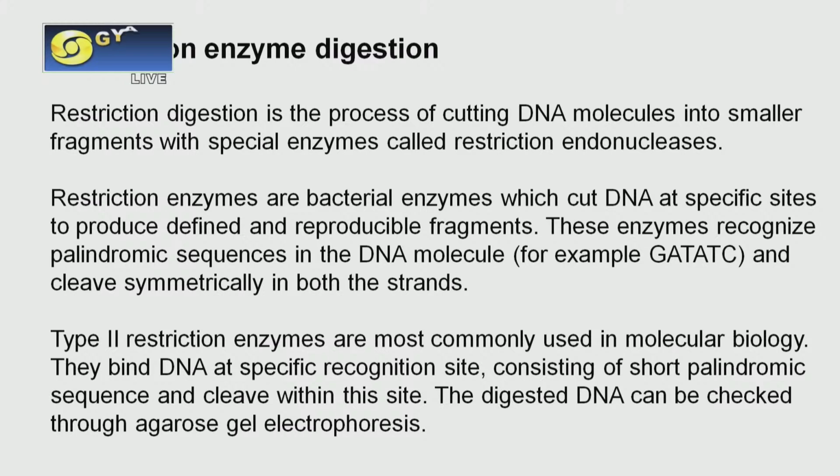Now, once you cut the DNA with restriction endonucleases, then you need to observe whether you have properly cut the DNA or not, and for that you have the agarose gel electrophoresis. So in this experiment, we will learn, number 1, how to cut the DNA using a particular enzyme, and secondly, how to visualize whether the DNA has been properly cut through agarose gel electrophoresis.